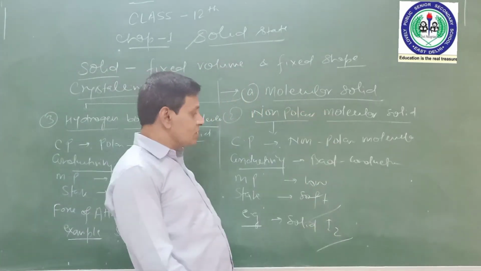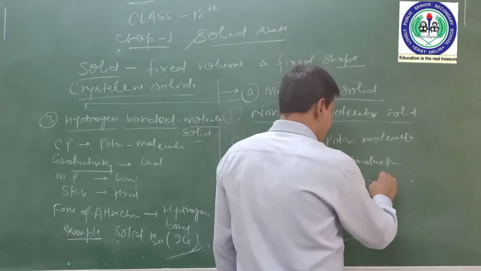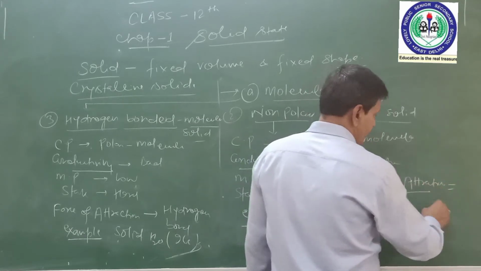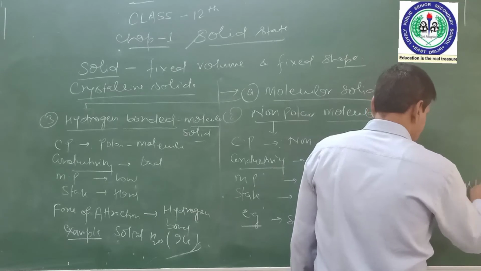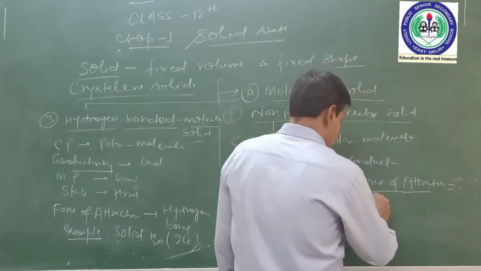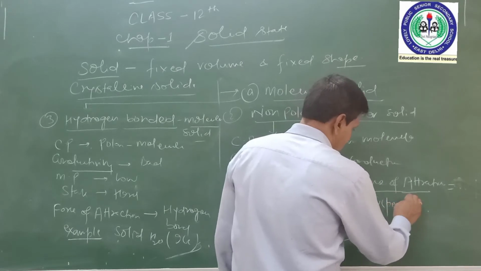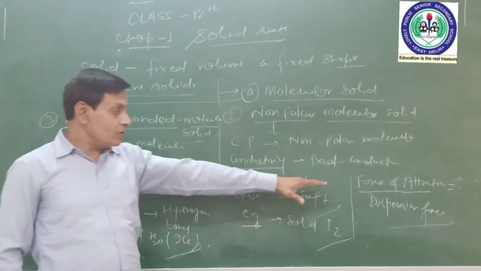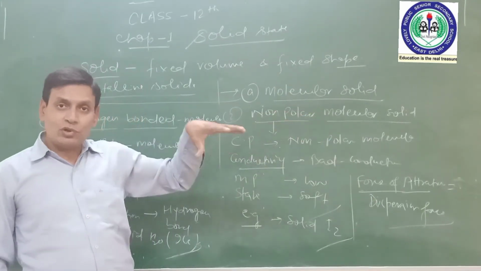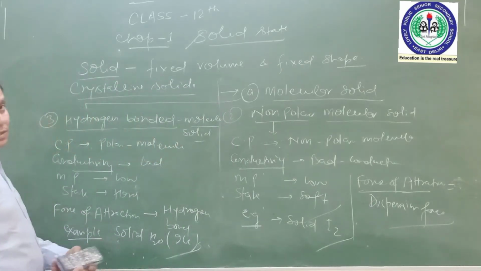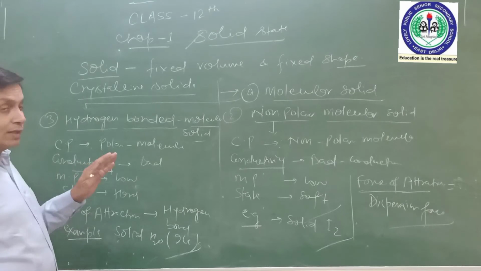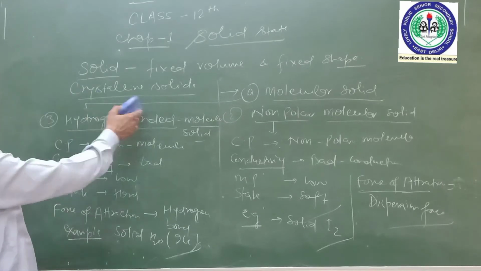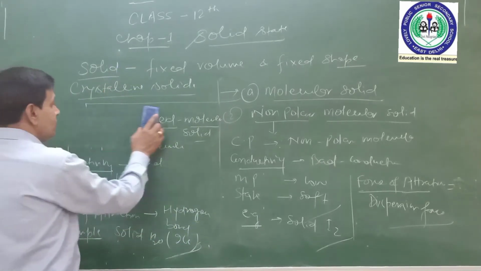If you think about the non-polar molecular solid, force of attraction will be dispersion force. And if you think about the polar molecular solid, the force of attraction will be dipole-dipole interaction. Okay? And you must learn about the dipole-dipole interaction in the 11th class, chapter number 5. Okay? So these are the different types of the molecular solid, the first part of the crystalline solid.